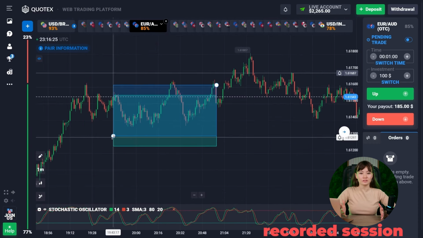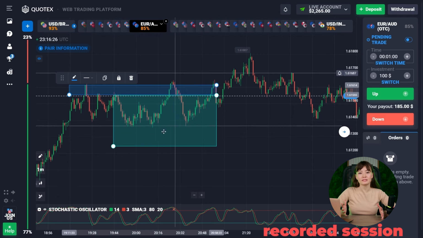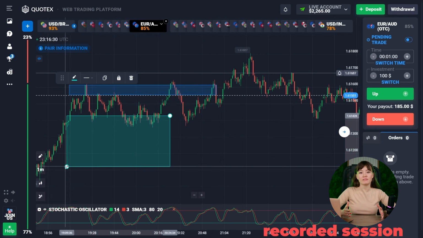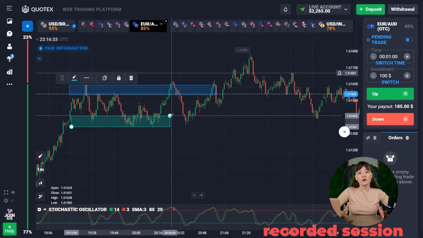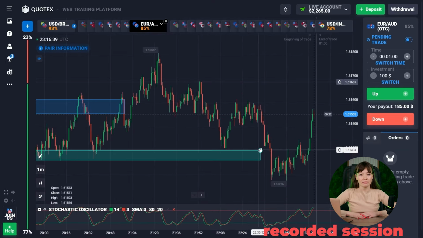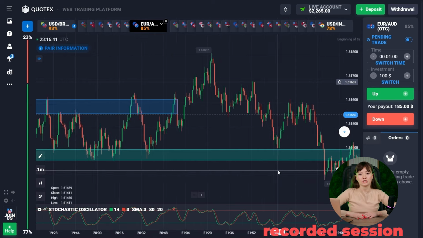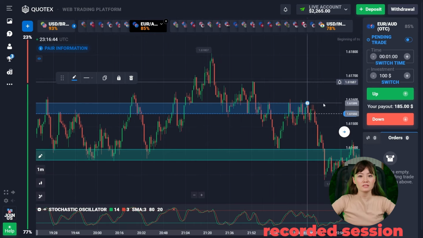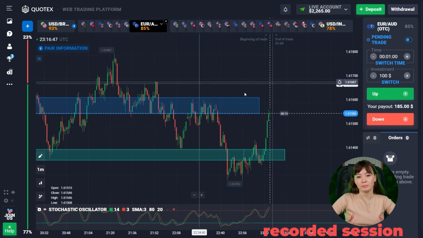Let's look for an entry point. Switch to a lower time frame for scalping. Choose a 5-second chart. Now I need a signal. The price should approach one of the levels I indicated on the minute chart. Once this happens, observe how the indicator behaves.